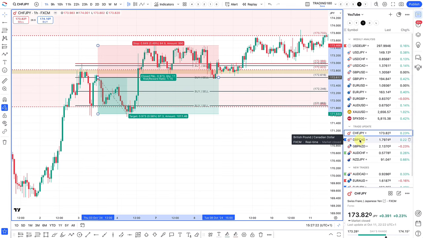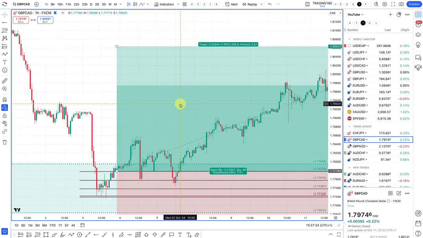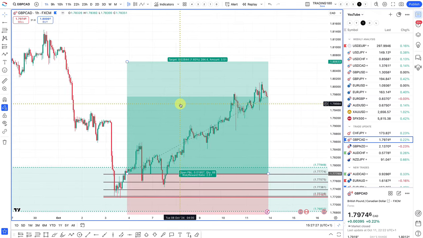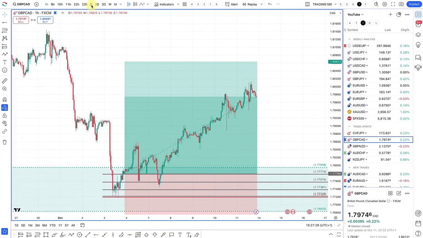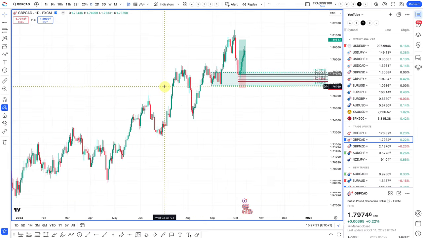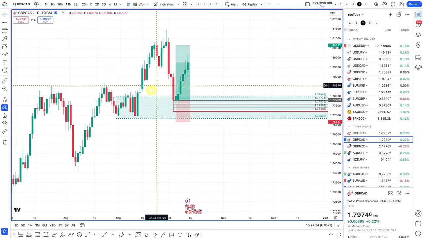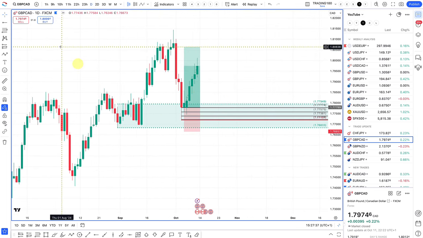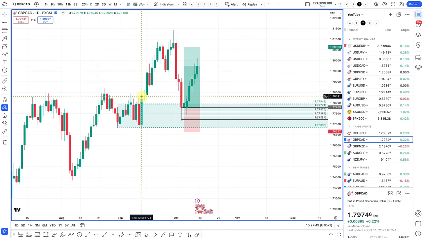The pound CAD was a winner. Two positions managed to win on this. The reason why I wanted to be a buyer on the pound CAD fundamentally, at the time when my entry was, was last week. It was Thursday, actually Thursday evening, matter of fact. It was because the pound at the time was seen as the stronger of the two.